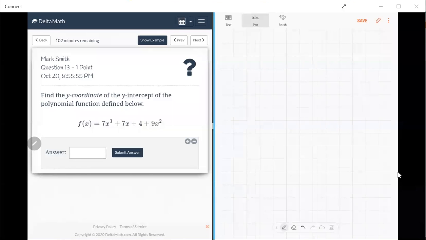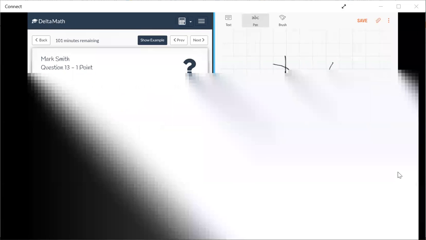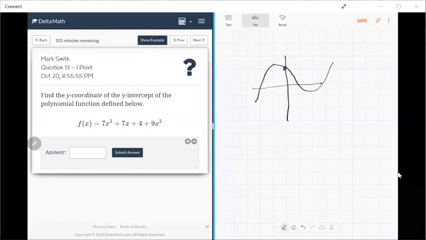The next 2 questions are about the y coordinate. So if we think about where our y coordinate of a graph is, it's right here. That's the y-intercept for this graph. And it's where x is equal to 0. Right, so here's 1, 2, -1, -2. So we want to know x is equal to 0.